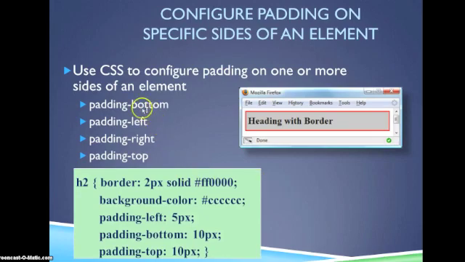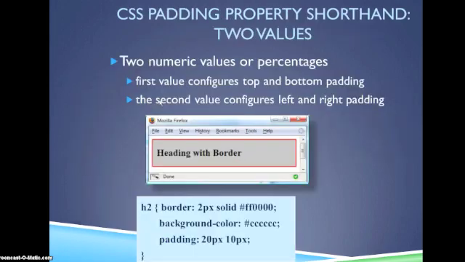So you can also add the padding on the bottom, left, right, and top, and you can do them differently. So notice we have 5 here, 10 top, 10 bottom in this particular example. If we specify 2 numeric values or percentages, the first value configures the top and bottom, so you don't have to configure all 4 of them. The second one configures the left and the right. So this gives a top of 20 and left and right of 10.